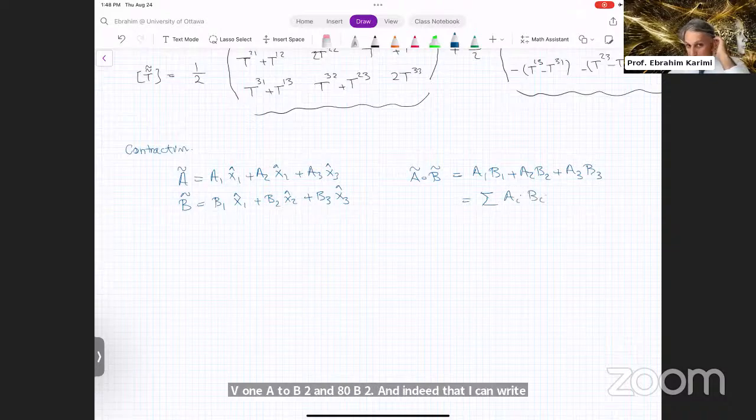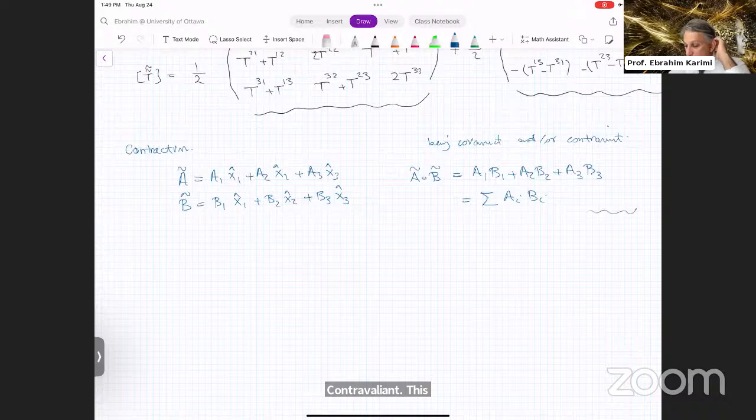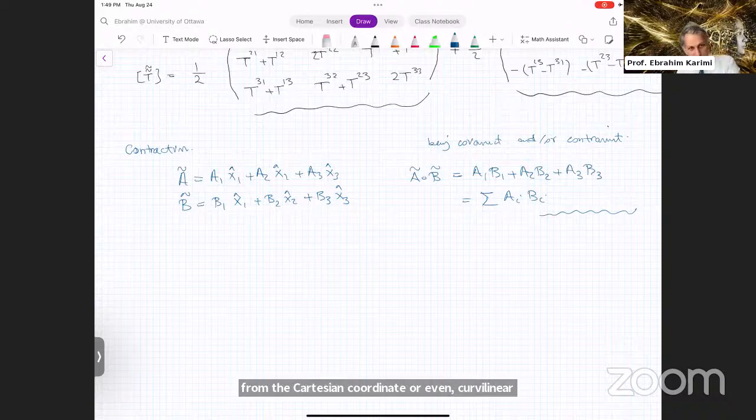Well, remember, I have not paid attention to being covariant or contravariant. This is exactly the example that we had from the Cartesian coordinate, or even curvilinear coordinate, where you can take the dot product and you can get the following expression, okay?